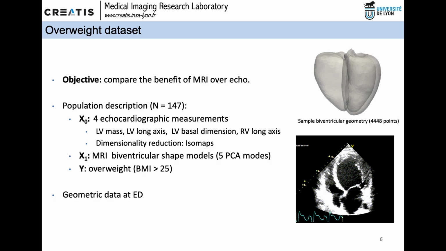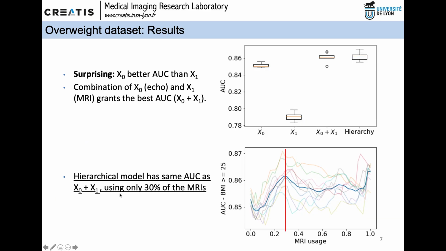We will simplify X1 by applying PCA and keeping the five modes with the highest variance. The label that we need to predict is overweight. It's defined as BMI greater than 25, and it's kind of the transition zone from an adequate weight to obesity. The data that we will have is all geometric and only regarding diastole. There is no functional data whatsoever.